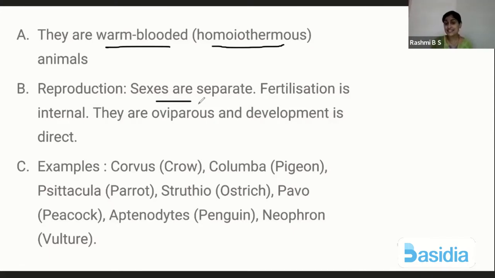Reproduction: sexes are separate. You have cock and hen, right? You need not remember this. You just remember that when it comes to aves, males and females are separate, because you have cock and hen, peacock and peahen. Fertilization is internal, and they are oviparous. And once the egg hatches, the chick will resemble the hen. So direct development. You can give a lot of bird examples: ostrich, peacock, parrot, penguin, eagle, vulture.